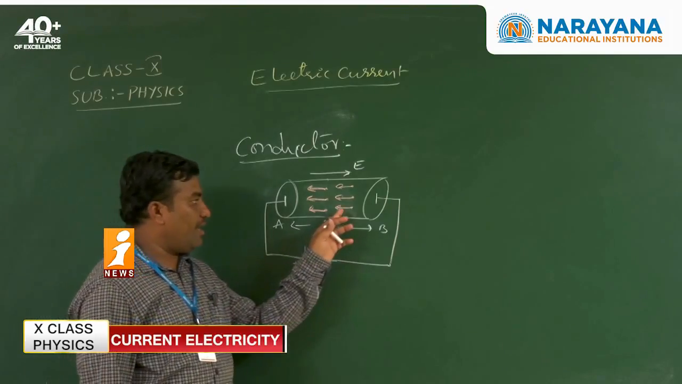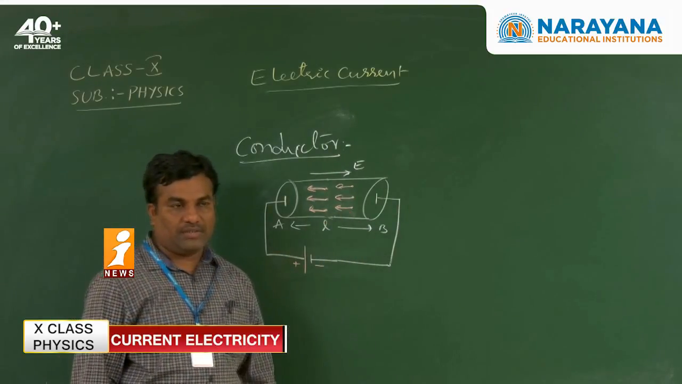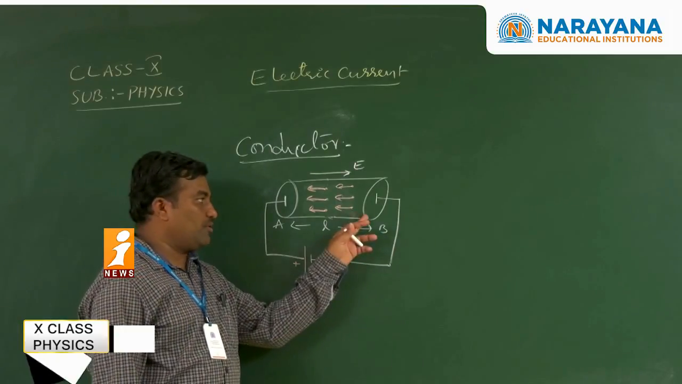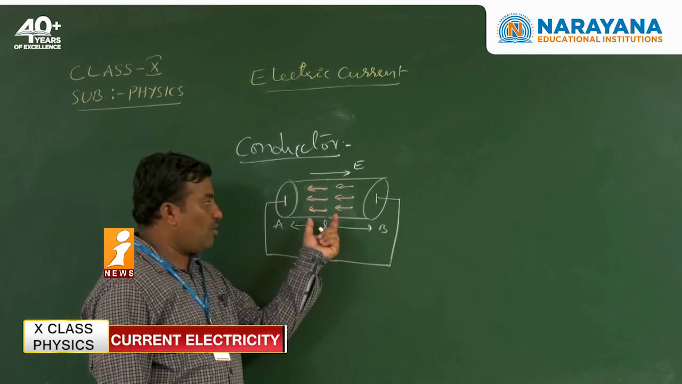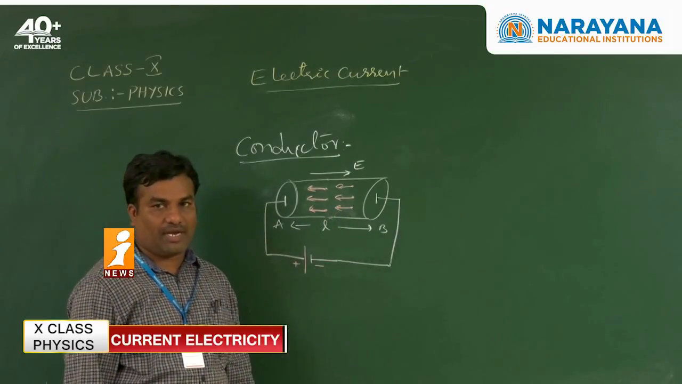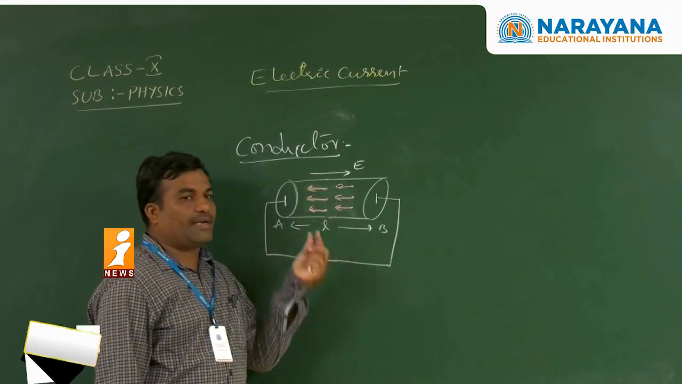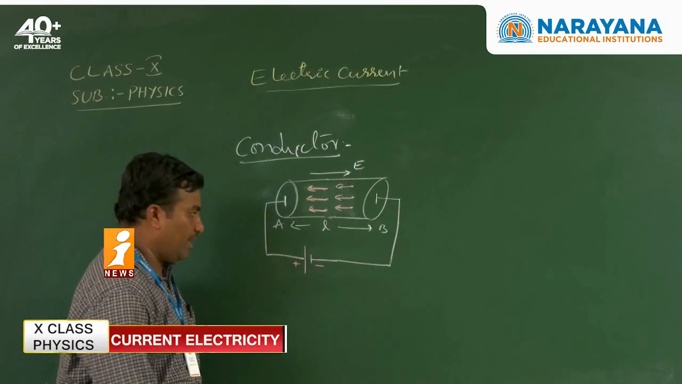Here, the main responsibility for energy transformation belongs only to electrons. Electrons are responsible to travel from one point to another point and for energy transformation. The order of motion of electrons traveling from one point to another point is called electric current.